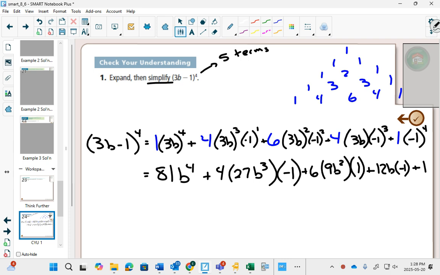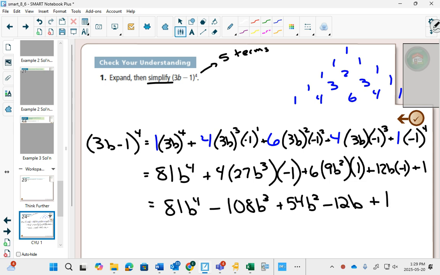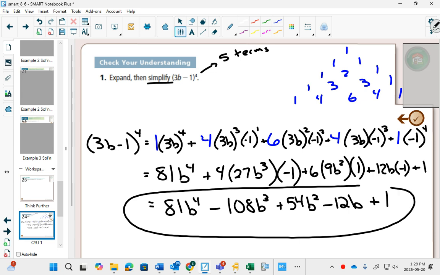times 1 will be 1. And now, just finish, if I have any other simplifications here, I can do 4 times 27, that will be, under negative, this will be negative now, 108b cubed. 6 times 9 is 54, b squared, minus 12b plus 1. And the idea is this would be quicker than our old methods.